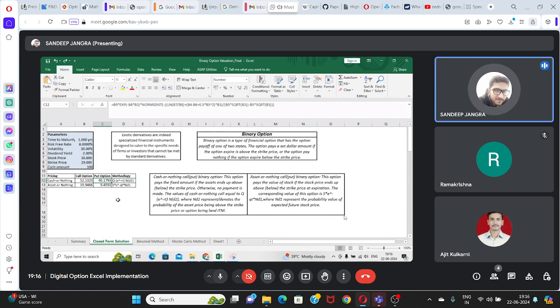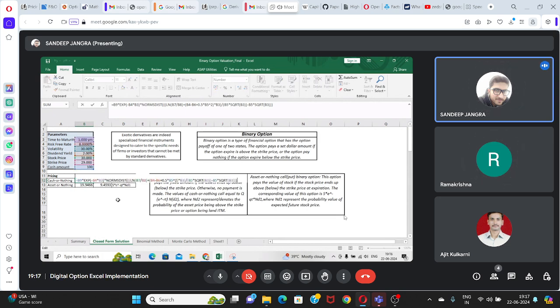When you apply this methodology, you get the closed form solutions of the cash or nothing call and put options. Using this formula, the call option value comes to $52.1323, and the put option value is $40.1793.